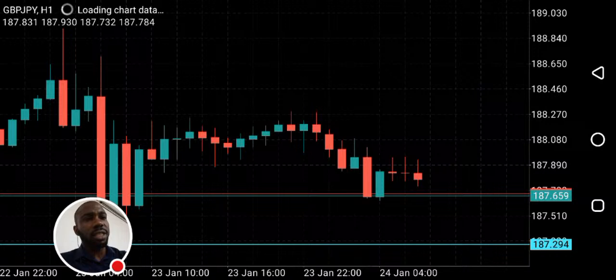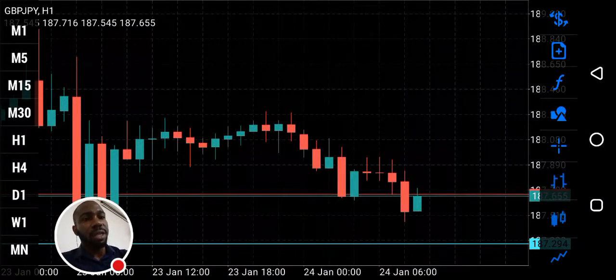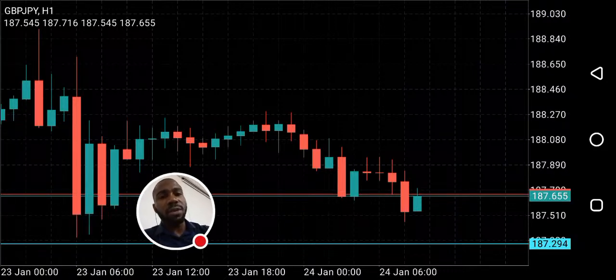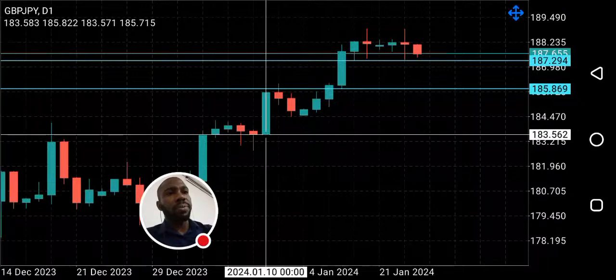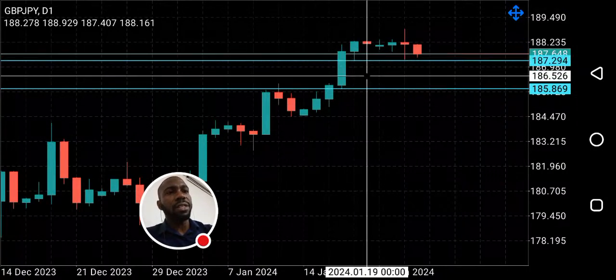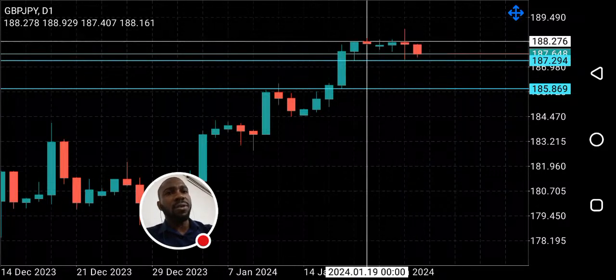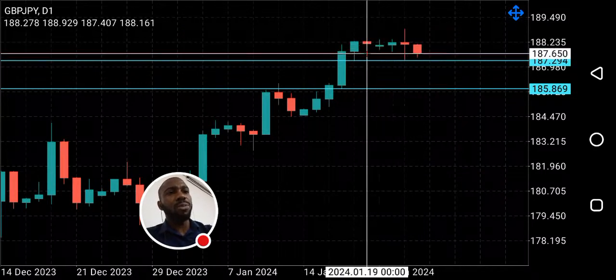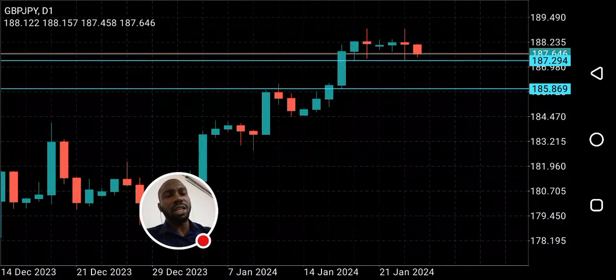If you joined the class yesterday, I told you guys GBP JPY is bearish. So let's start with the daily. You can see we had a resistance, and we've had several bearish reversal patterns on GBP JPY. Can you see that we have like four spinning tops, which is a strong indication that the sellers are showing up strong in the market. So this will be the right time to consider selling GBP JPY.